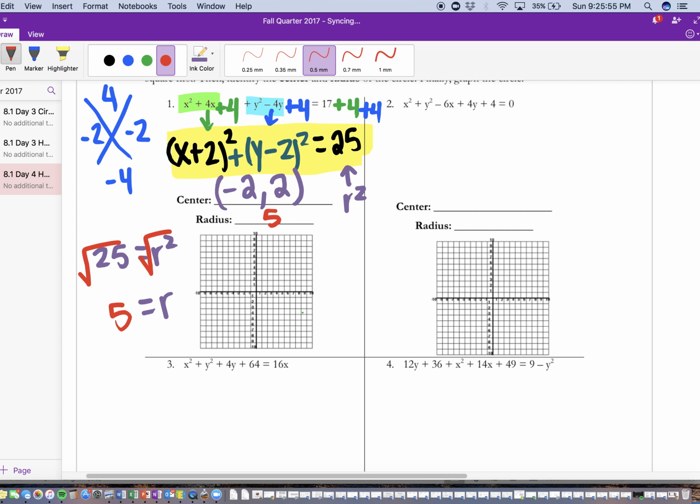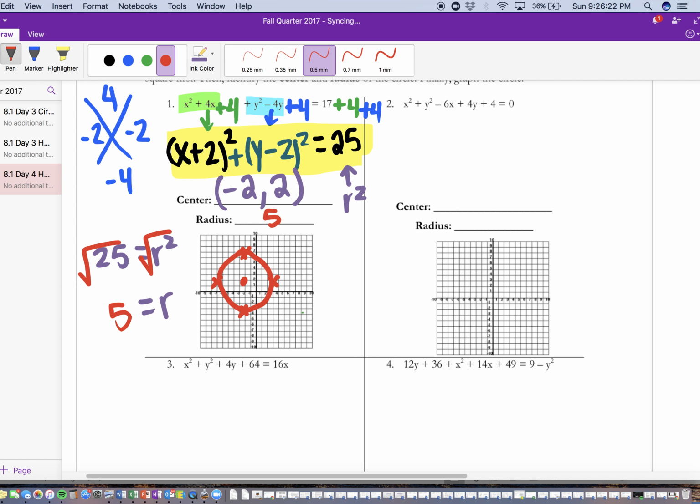Okay? Go ahead and graph a circle with a center of negative 2, 2, and a radius of 5. 1, 2, 3, 4, 5. All right, draw your circle through those points.